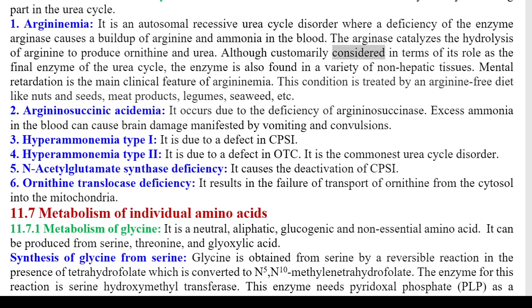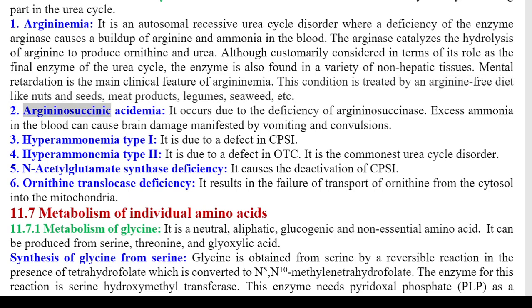Although customarily considered in terms of its role as the final enzyme of the urea cycle, the enzyme is also found in a variety of non-hepatic tissues. Mental retardation is the main clinical feature of argininemia. This condition is treated by an arginine-free diet, avoiding foods like nuts and seeds, meat products, legumes, seaweed, etc.